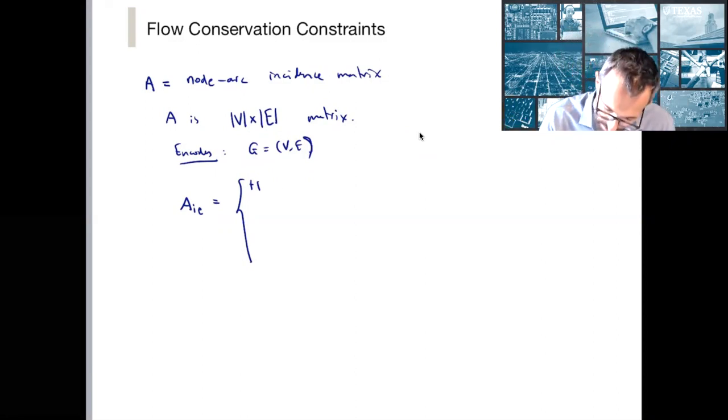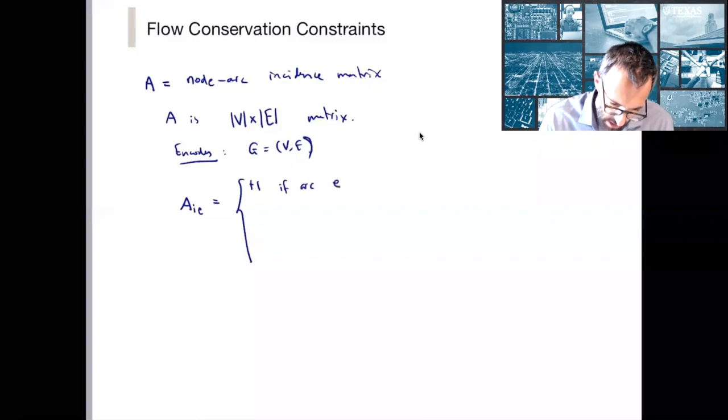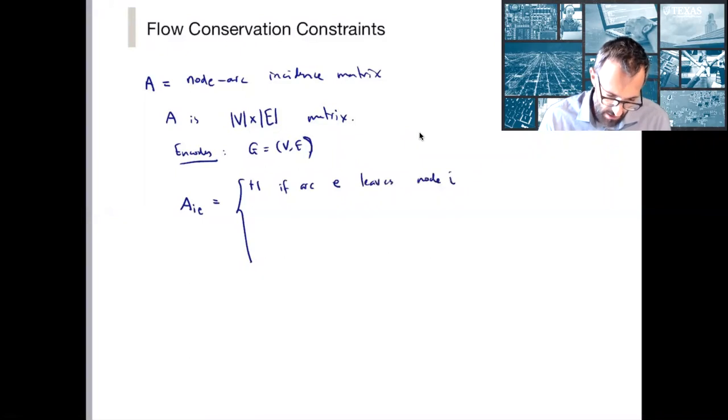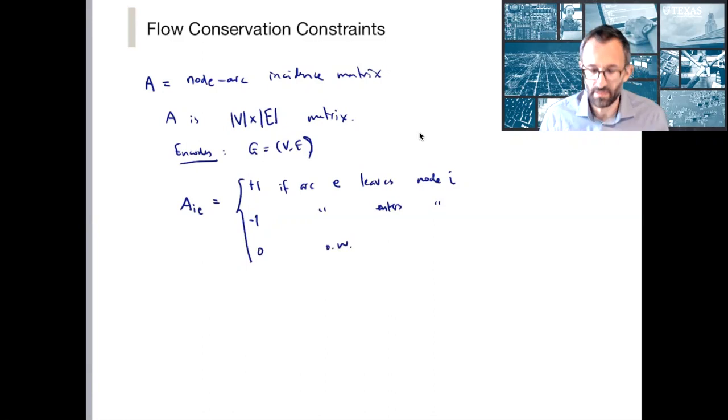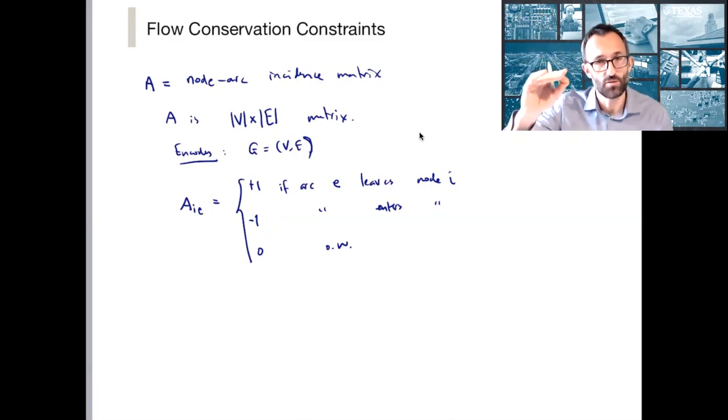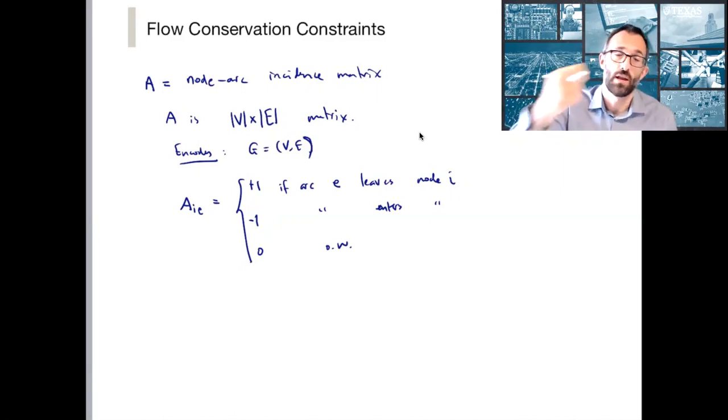So it's +1 if arc E is leaving node I. It's -1 if arc E enters node I, and it's 0 otherwise. So that means that every column of A corresponds to an edge, and that means that that column will have a +1 and a -1 somewhere, because that edge has to leave one node and enter another node.